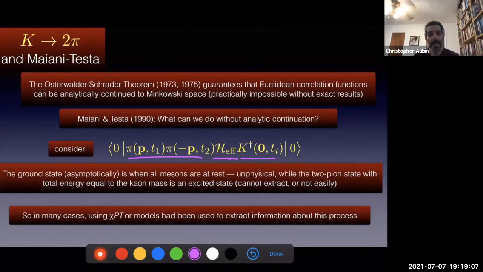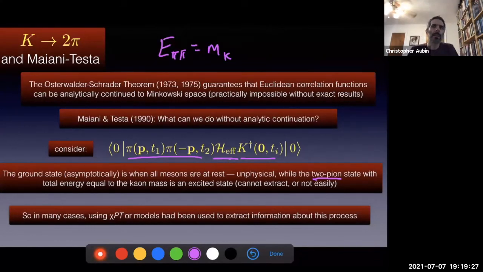And so in this case, the 2 pion state that's physical, right? In that case, we want the energy of the pi state to be equal to the mass of the kaon. This is going to be an excited state, and extracting excited states from these spectra is difficult.